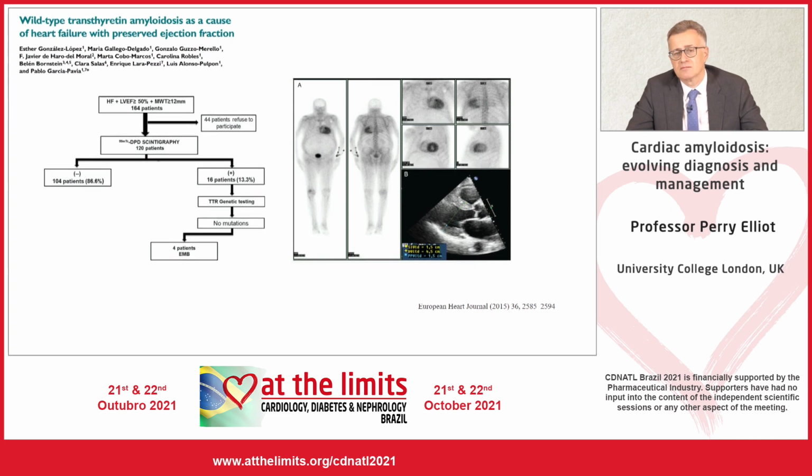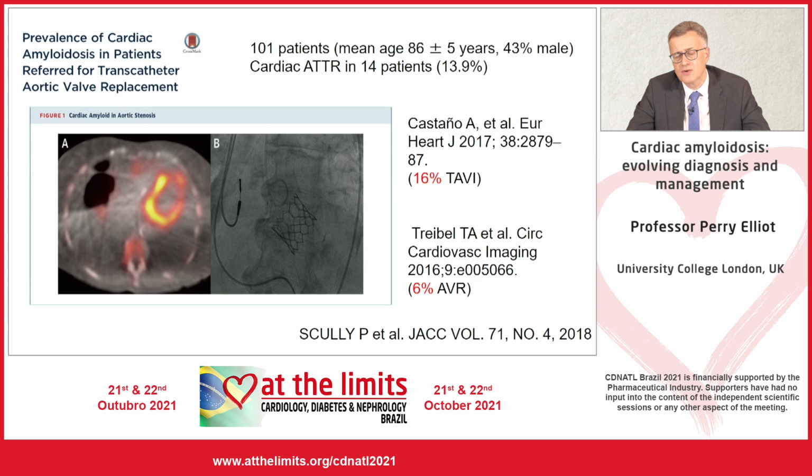If one takes populations such as, in this instance, patients with a clinical diagnosis of heart failure with preserved ejection fraction, you can see here in this study using bone scintigraphy, 13% of these individuals had evidence for TTR amyloidosis. And we're seeing similarly high prevalence rates in other scenarios. For example, in patients undergoing TAVI for aortic stenosis, 16%, or even patients undergoing surgical aortic valve replacement, 6%. So it is very clear that there are a large number of undiagnosed patients with amyloidosis.